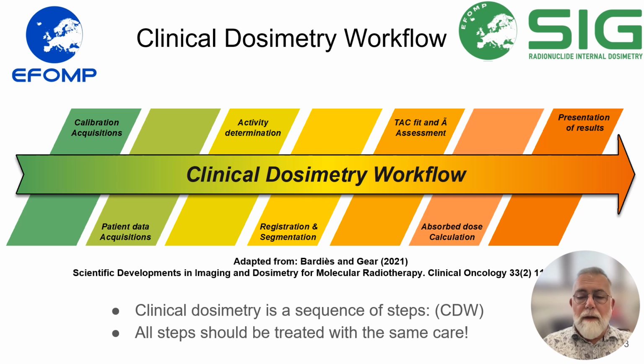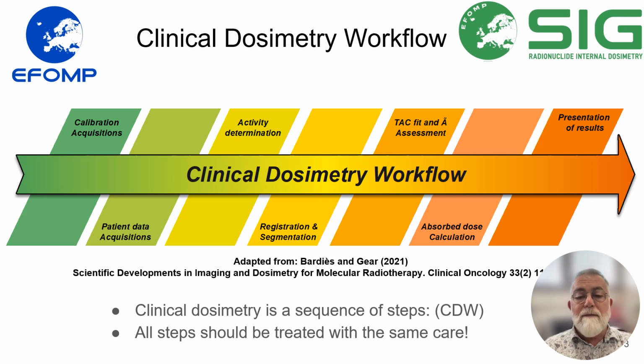Okay, so this figure represents what we call the clinical dosimetry workflow. That means the different steps that need to be made in sequence to go from the calibration to patient data acquisition, activity determination, registration, segmentation of images acquired at different time points, time activity curve fitting and time integrated activity assessment, absorbed dose calculations, and then alternate additional calculation and presentation of the results.